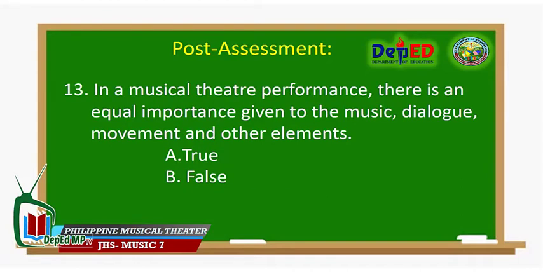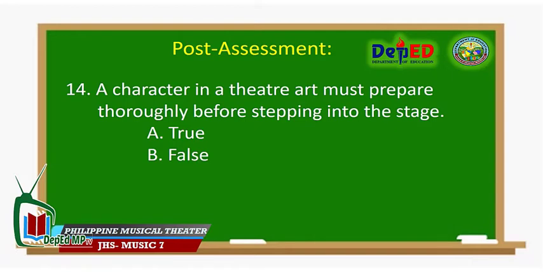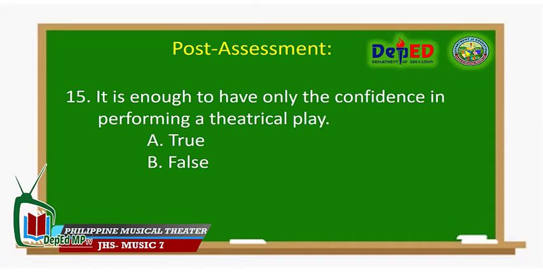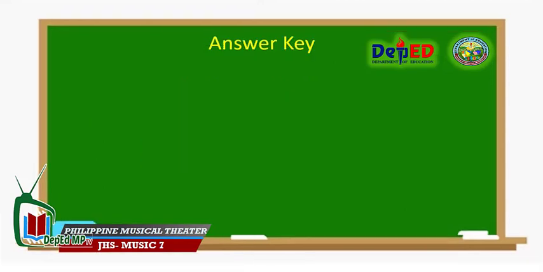Number 13. In a musical theater performance, there is an equal importance given to the music, dialogue, movement, and other elements. Letter A, true. Letter B, false. Number 14. A character in a theater art must prepare thoroughly before stepping into the stage. Letter A, true. Letter B, false. Number 15. It is enough to have only the confidence in performing a theatrical play. Letter A, true. Letter B, false. It's time to check your answers.